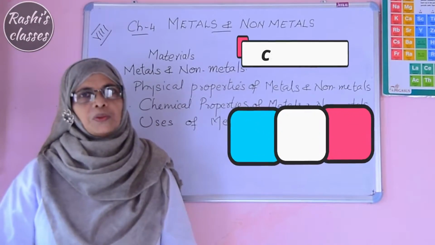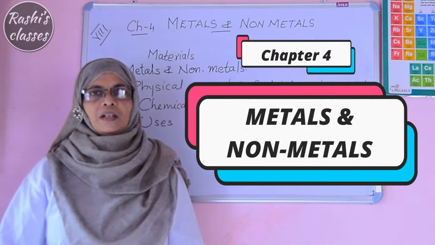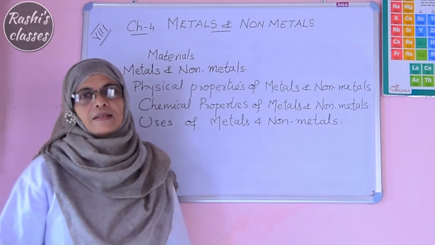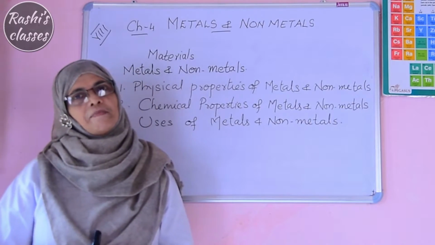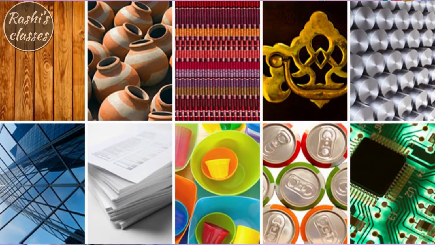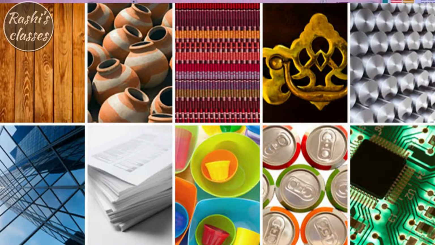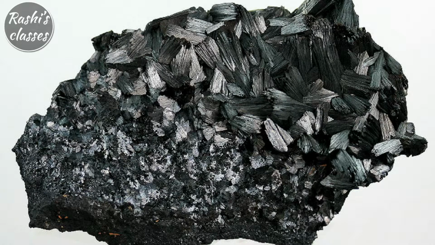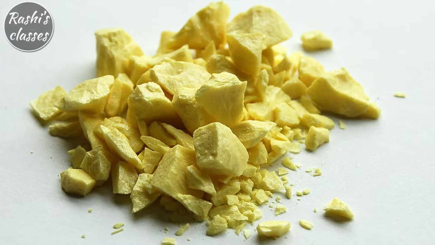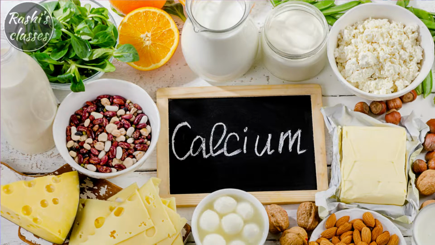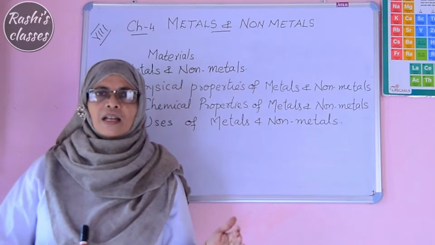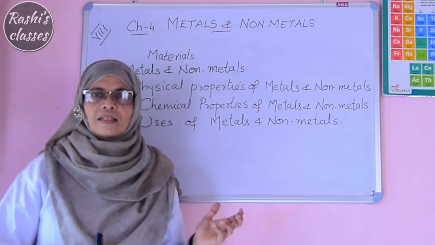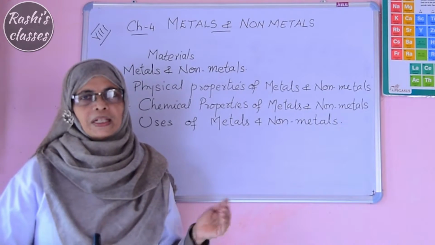Today I wish to take the first chapter of chemistry, that is metals and non-metals. All of you are familiar with materials. Which all materials you know? List some of them. Gold, silver, coal, pencil lead, sulfur, calcium. All these are materials. Some of these materials are metals, some of them are non-metals.